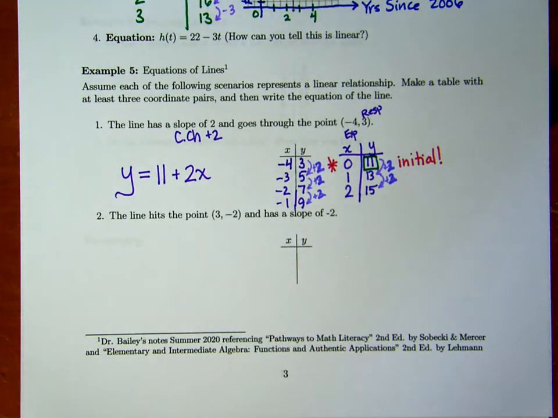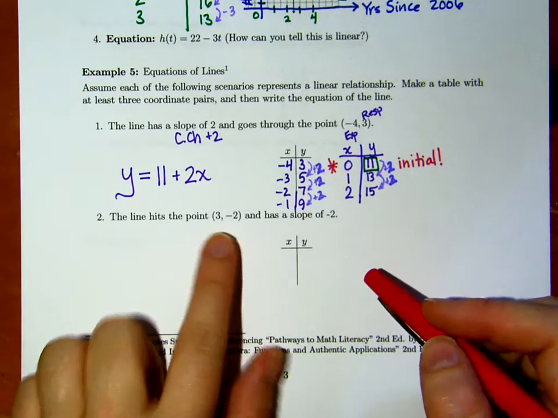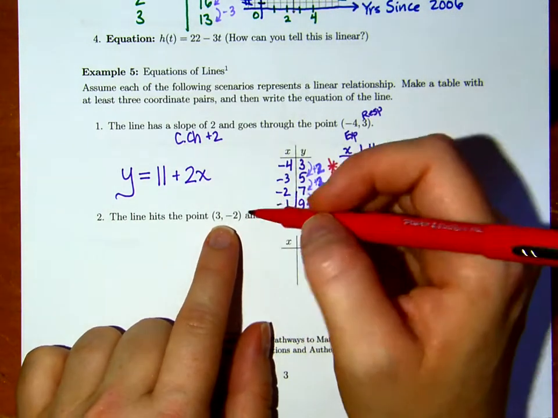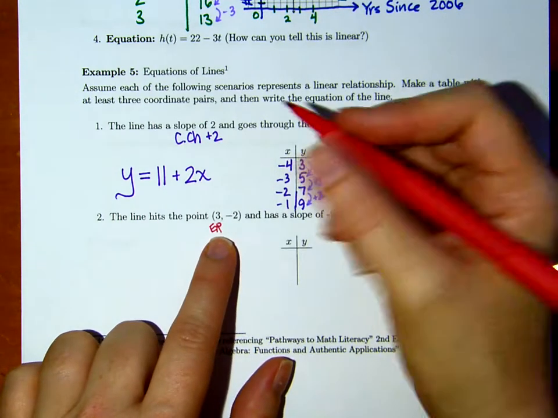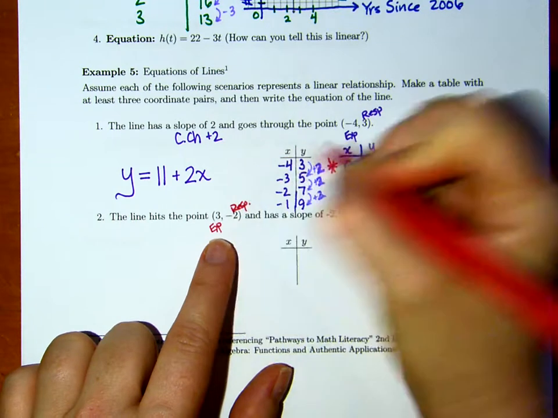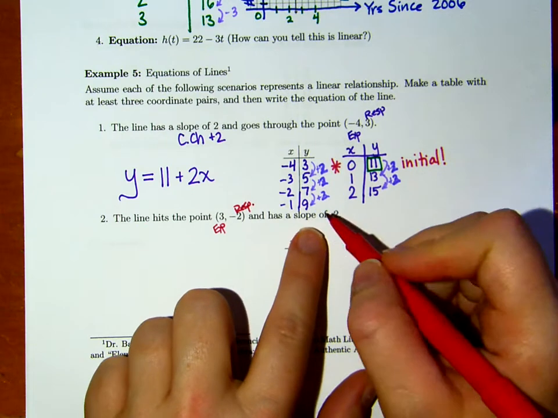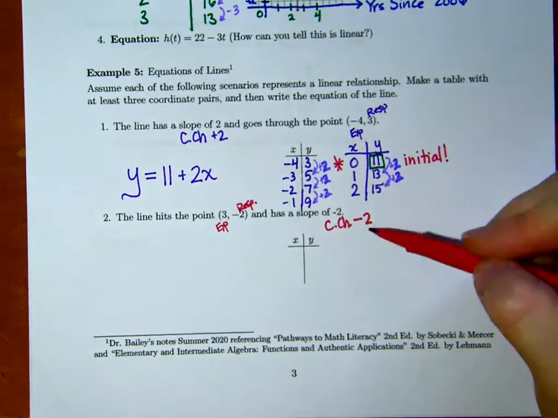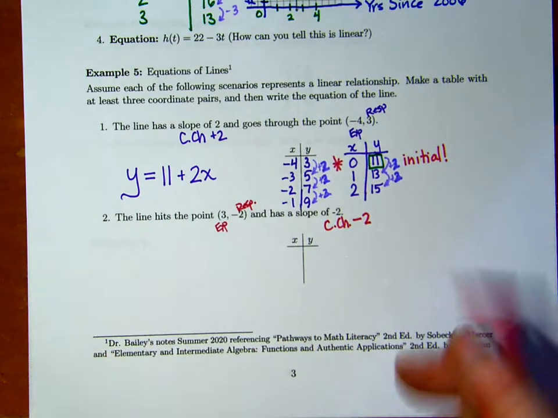Now let's suppose that the line hits, okay, so now we have this initial point. Well, it's not the initial point, but it's a point on the line. So we have an explanatory variable value of 3 and a responding variable value of negative 2. And it has a slope of negative 2. So this is what the constant change is, that the pattern is minus 2, minus 2, minus 2, minus 2. Okay, so I'm going to start this with a table.